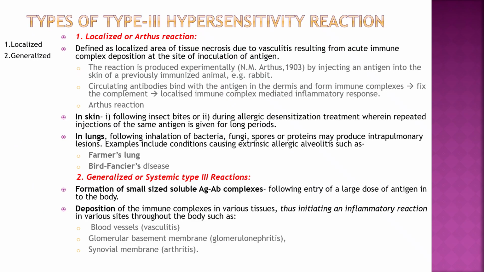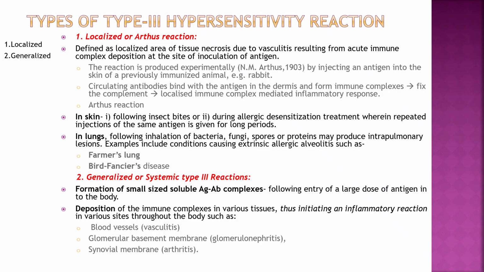So type 3 hypersensitivity reaction: first is localized and second is generalized. In localized, it is also called Arthus reaction. It is defined as a localized area of tissue necrosis due to vasculitis resulting from acute immune complex deposition at the site of inoculation of antigen.